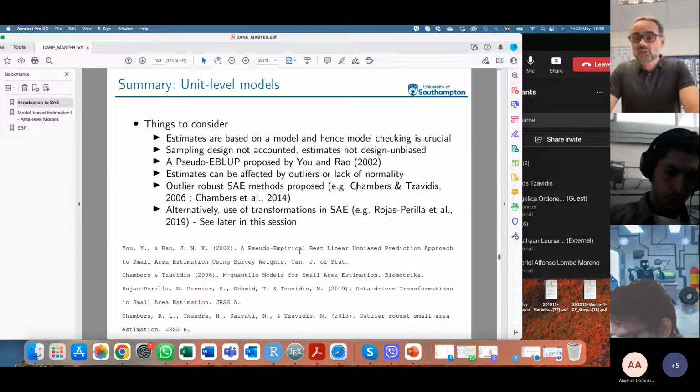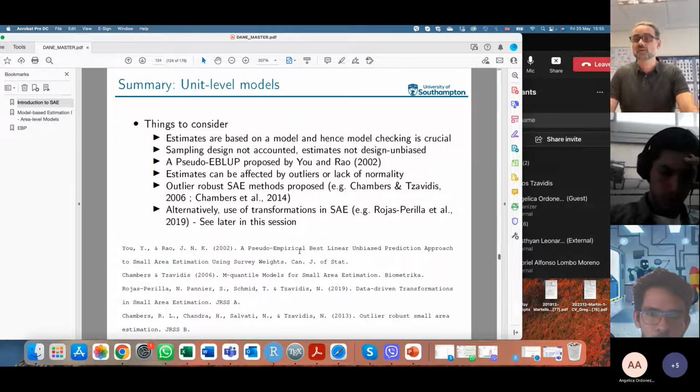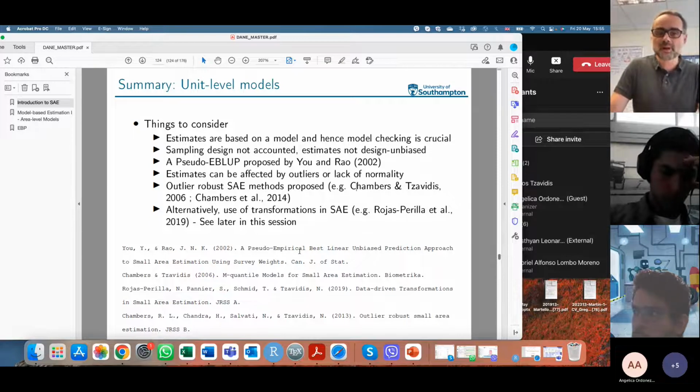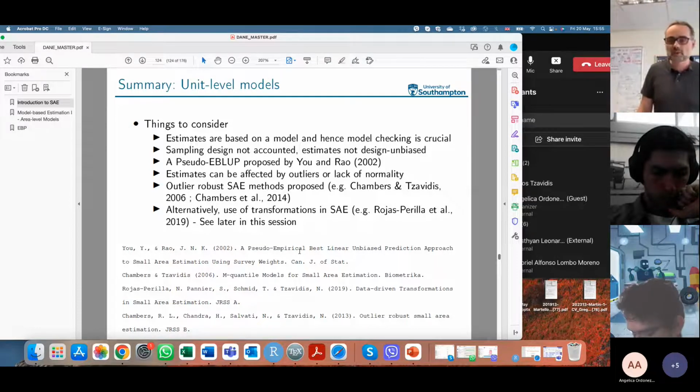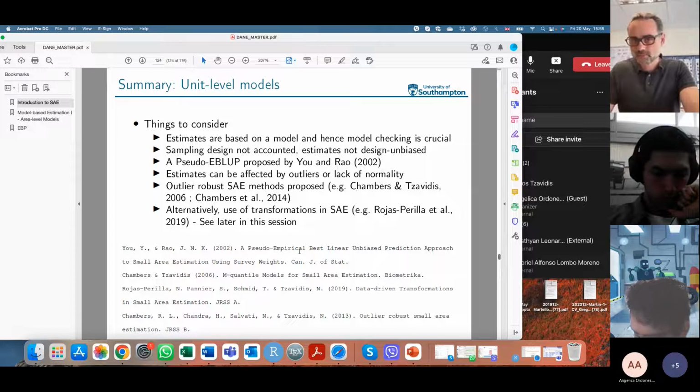The sampling design is not accounted for in the model that we presented here, right? So if you wanted to do that, there is literature which allows you to account for the survey weights in the EBP, and one of the papers that has been used quite extensively in the past is a paper by Wu and Rao, which proposes a pseudo EBP.